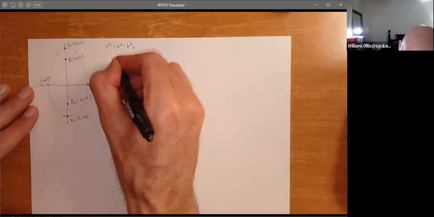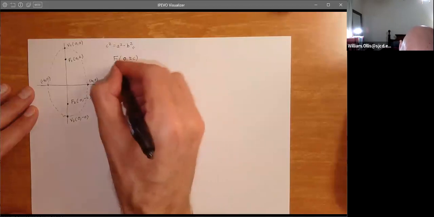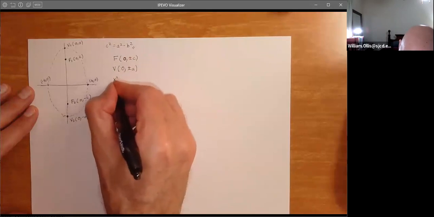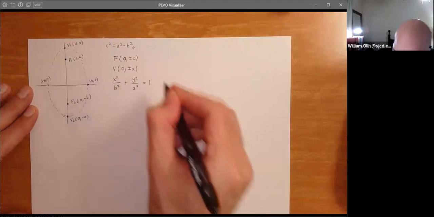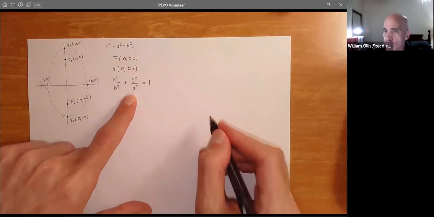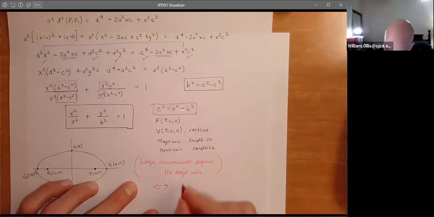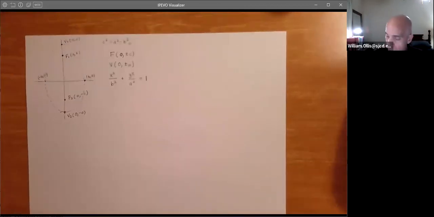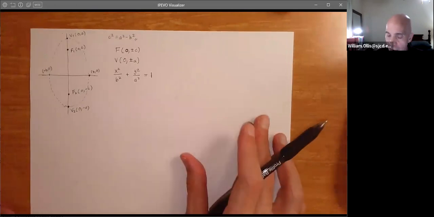So of course now the foci are (0, plus or minus c), and the vertices are (0, plus or minus a). And the equation now looks like x squared over b squared plus y squared over a squared. Again, we are identifying the larger denominator with the major axis, but that also by our convention identifies the a squared. So when we say larger denominator defines the major axis, that basically defines a squared. So when we're doing this problem, the a squared is going to be defined to be the larger, because that's how we've set up our convention.